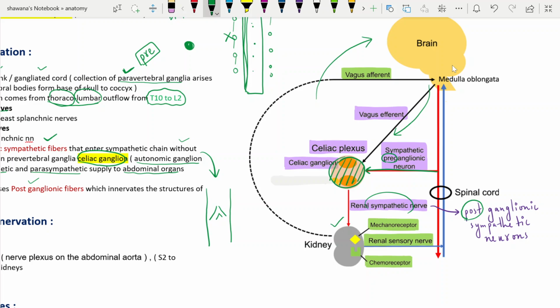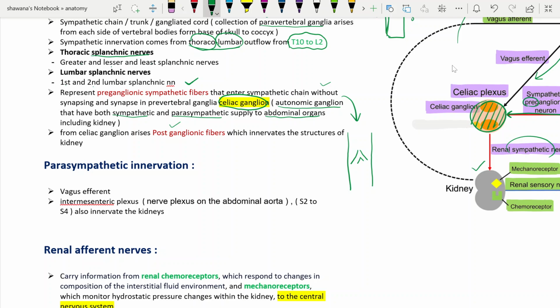Okay, the parasympathetic innervation. I have told you that the parasympathetic innervation has little influence when it comes to the kidney, but it does have some innervation, like the vagus nerve. The vagus nerve is very, very important for the parasympathetic supply of various organs, mainly the whole of the body. And also the intermesenteric plexus. The intermesenteric plexus is also responsible for the parasympathetic innervation of the kidney, and it is present on the abdominal aorta from sacral vertebra 2 to sacral vertebra 4. It also innervates the kidney.